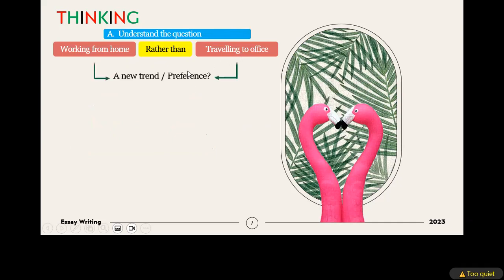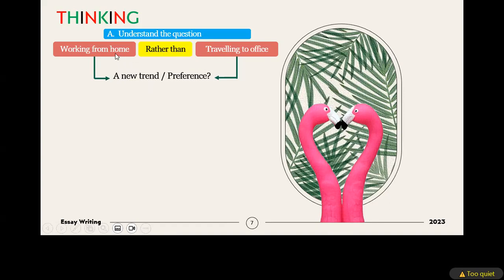Okay, and here, now the writer in this prompt is establishing what you call a practice, okay, a common practice, or a new practice, which is a new trend. يعني الترند الجديد انه people work from home rather than traveling to office.